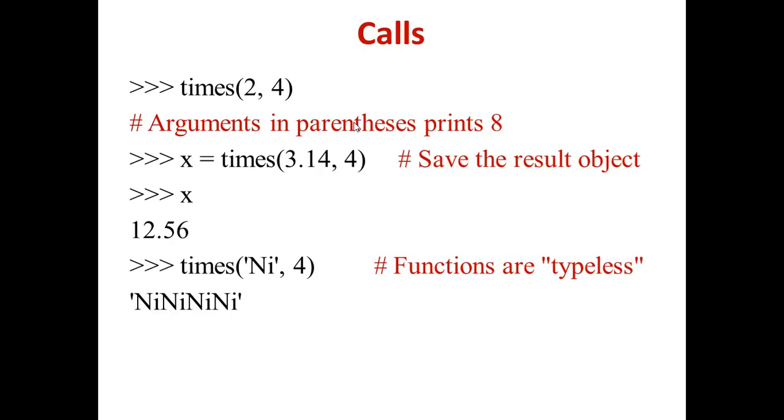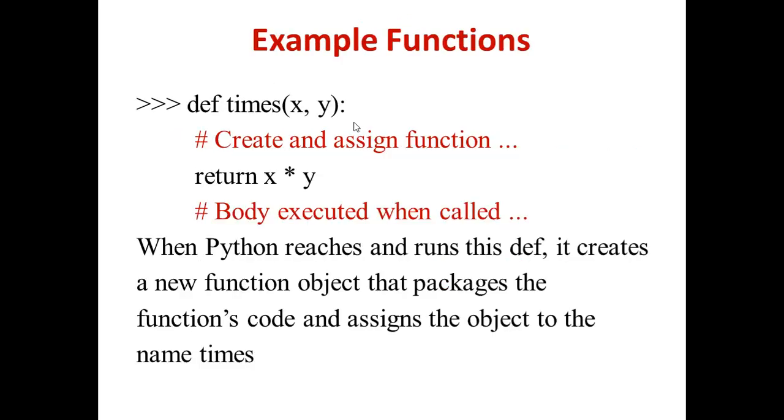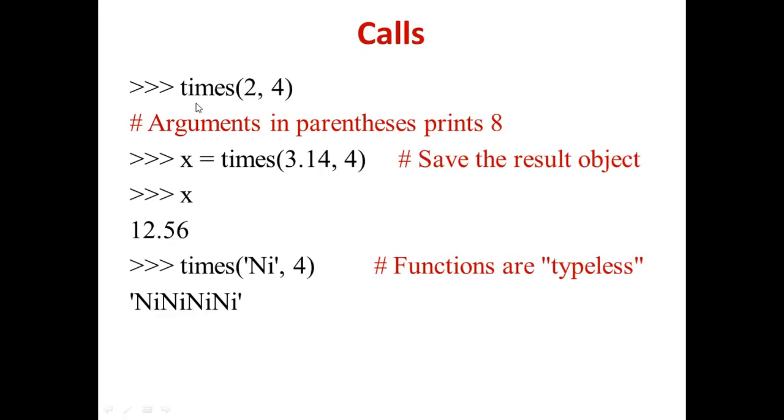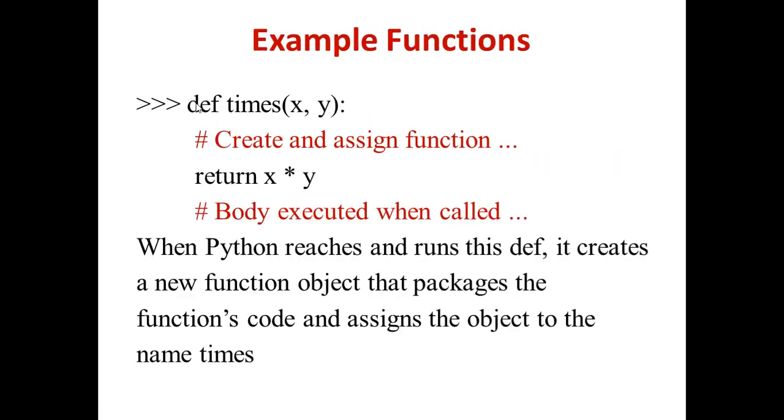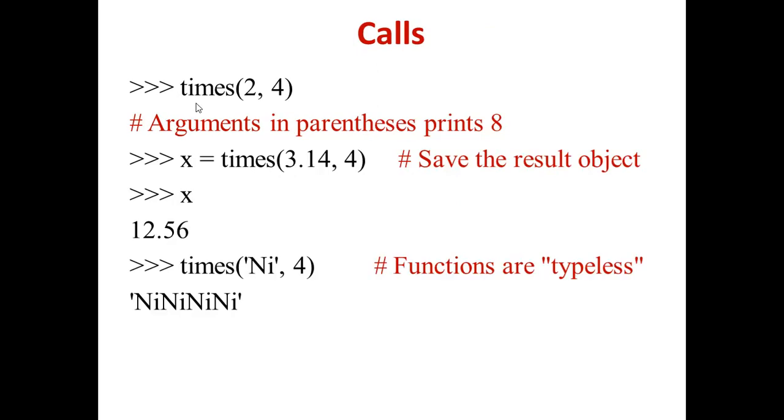And when you call the times function, times of 2 comma 4, it automatically checks for the matching function name. This is my matching function name. My x and y are 2 and 4, so it automatically returns 2 star 4. That is my result, which will be 8. Same way, if I look at the second one, 3.14 followed by 4, my x is 3.14 star 4, and 4 is my y. So it automatically saves the result as a floating point.